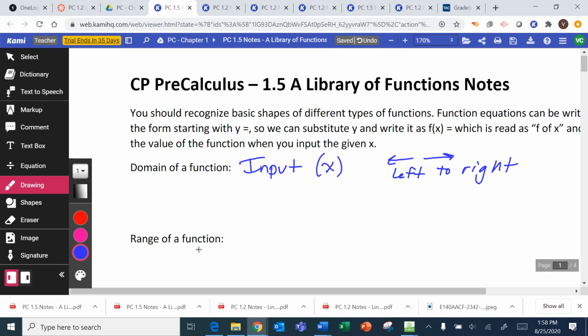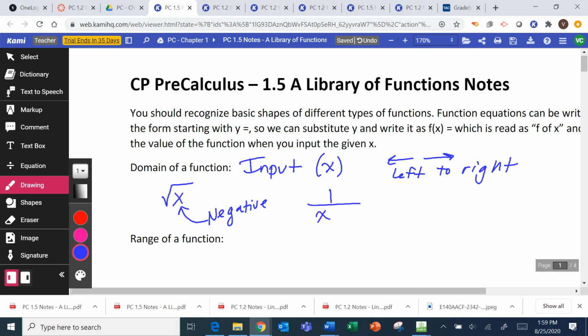Reasons why you would have numbers not in a domain would be, let's say you have a square root and a variable underneath the square root. Do you guys remember something that you cannot have under a square root? Negatives, right, that would make it imaginary. So if we had an x under a square root, we would have some values that were not in the domain.